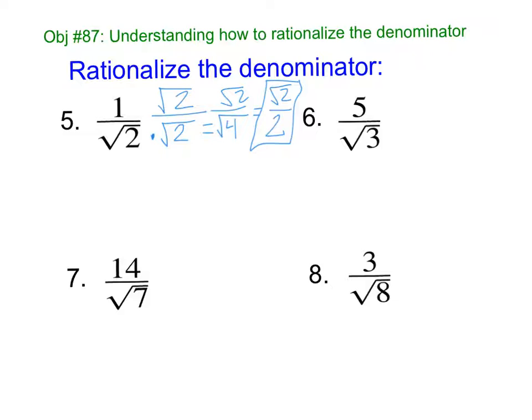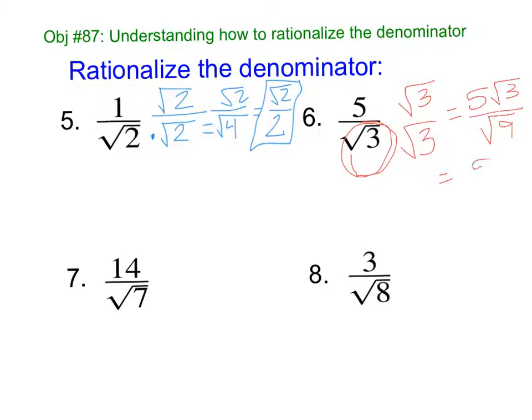All right, so number 6, same idea. Whatever square root you see in the bottom, that's what we're going to multiply by. So I see the square root of 3, so I'm going to multiply by the square root of 3. Whatever you do on the top, you do on the bottom. So we get 5, the square root of 3, over the square root of 3 times the square root of 3 is the square root of 9. But I know the square root of 9. The square root of 9 is 3.